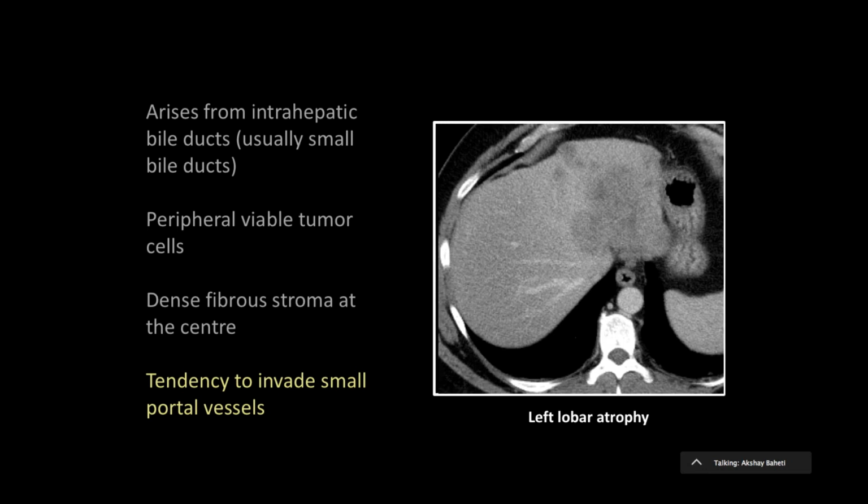And again, because of the portal vessel involvement, you can get atrophy, right? Because if the vessel is thrombosed, then that portion of the liver will not get a lot of blood supply. So the rest of the lobe will also atrophy. So it can cause lobar atrophy. Alright, so these are the imaging features of cholangio, and if you understand the pathology, they are very straightforward. You can predict all of them. Okay.